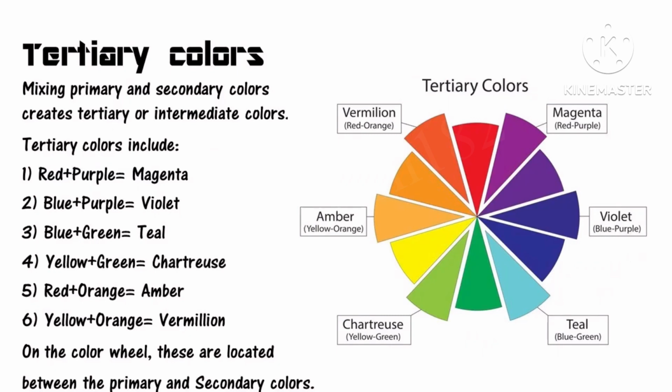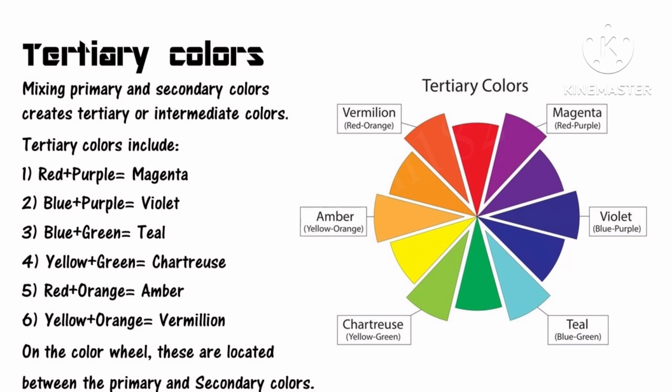Next we have tertiary colors. Tertiary colors are made by mixing primary colors and secondary colors. So tertiary colors are also known as the intermediate colors. So let's see how we can make the tertiary colors. So first, red plus purple we can make magenta, blue plus purple we get violet, blue plus green we get teal, yellow plus green we get chartreuse, red plus orange we get amber, yellow plus orange we get vermilion.